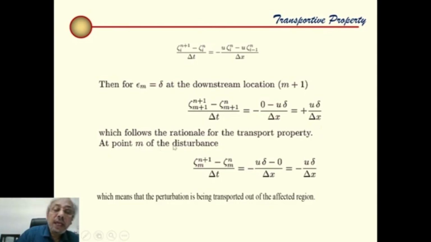At point m of the disturbance, again in this equation, you substitute all i's by m's. So we have done that. Now since at the mth point disturbance was given, but at the m minus 1 point there was no disturbance, we can see at the mth point at the next time level what is happening. Some effect of perturbation we are able to see. That means the perturbation is being transported out. It has a negative sign also.